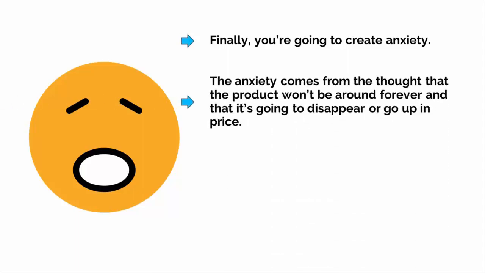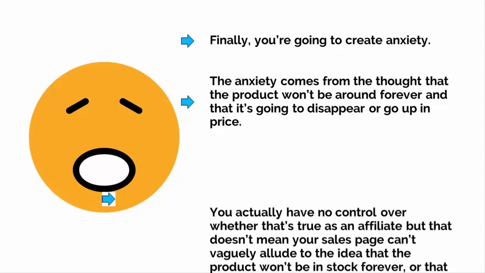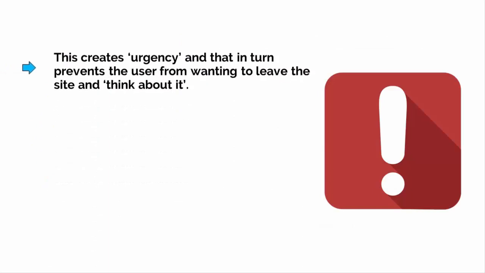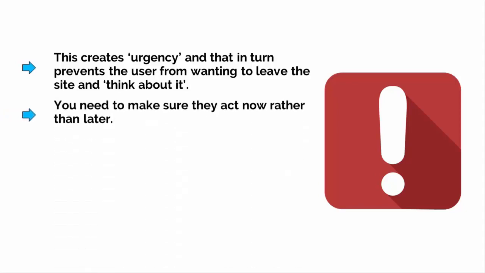The anxiety comes from the thought that the product won't be around forever and that it's going to disappear or go up in price. You actually have no control over whether that's true as an affiliate, but that doesn't mean your sales page can't vaguely allude to the idea that the product won't be in stock forever or that the price will likely go up in the near future. This creates urgency, and that in turn prevents the user from wanting to leave the site and think about it. You need to make sure they act now rather than later.